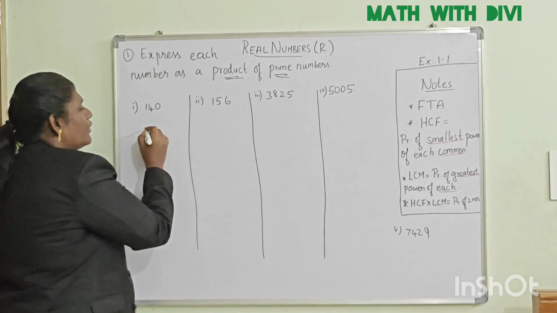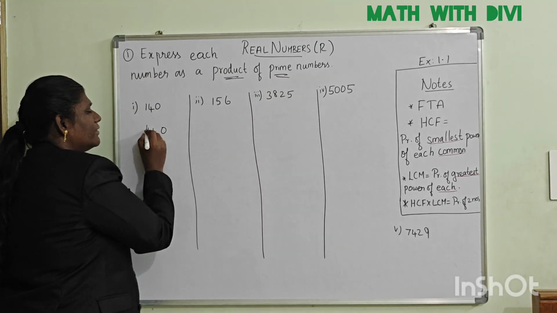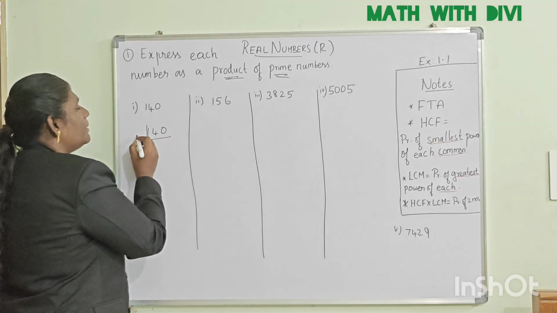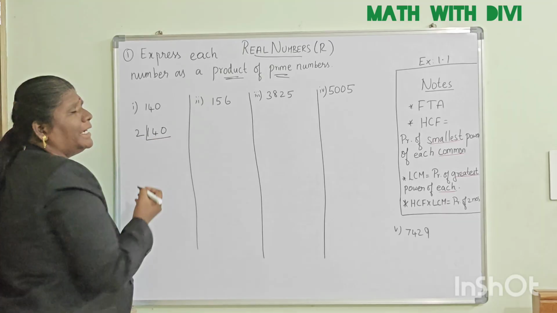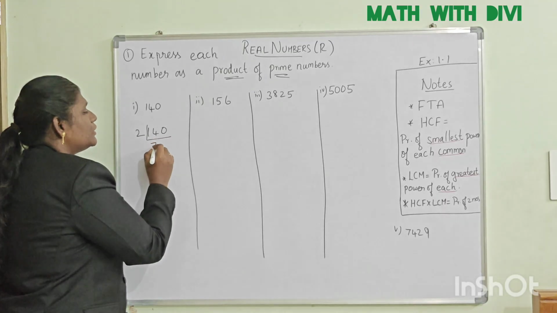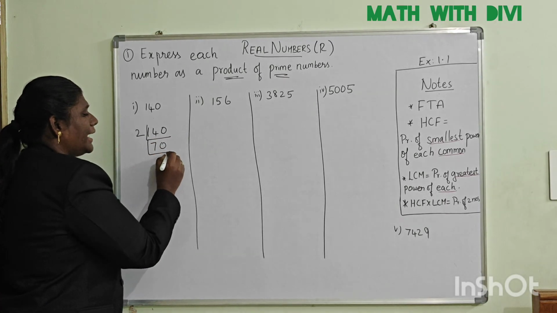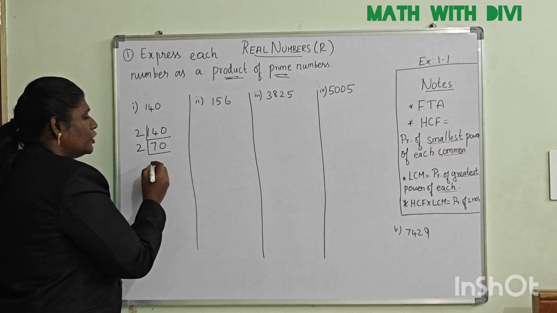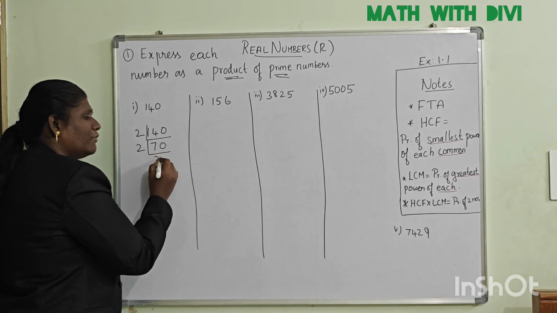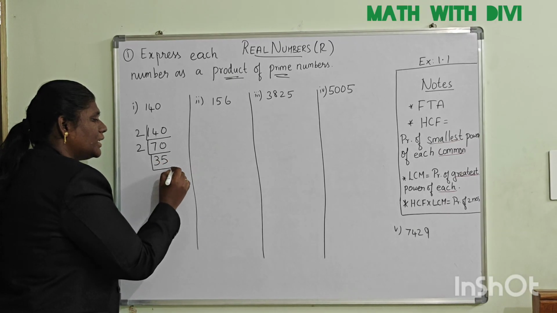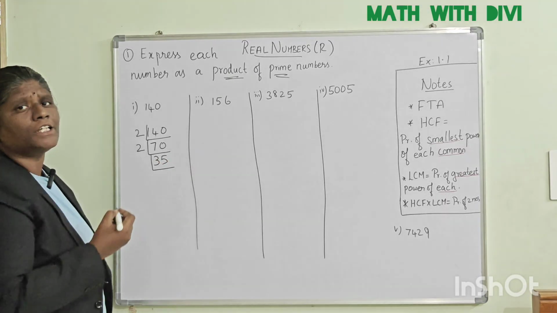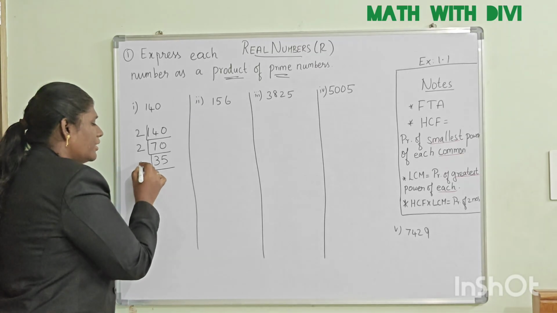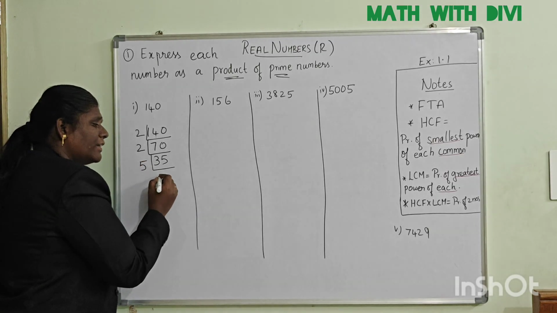So, 140. You all know the basic division: it is an even number, so definitely it will be divisible by 2. 7 2s are 14 and the 0. Again, 70 is also an even number, so we can divide by 2. 3 2s are 6, remaining 1. So 35, which is an odd number but ends with 5, so it will be divisible by 5.